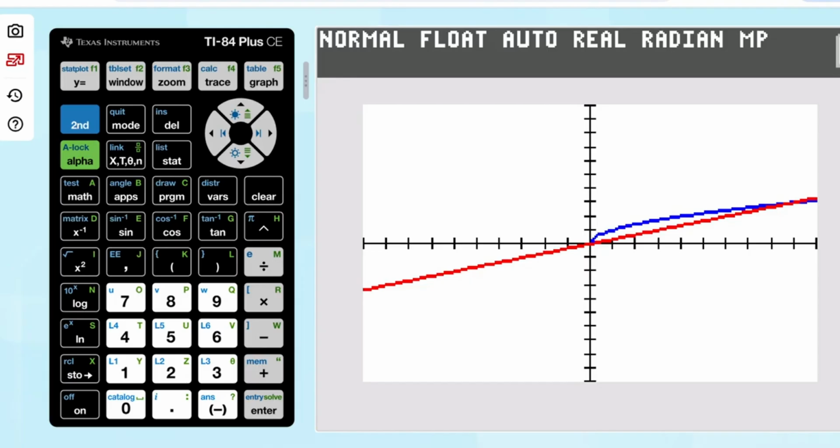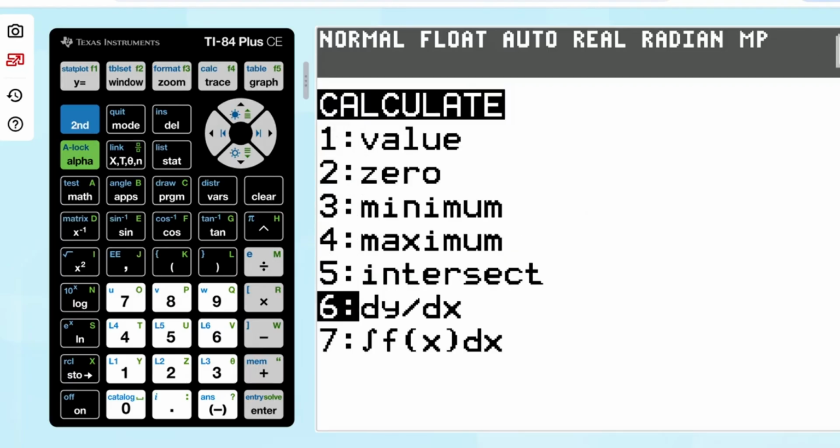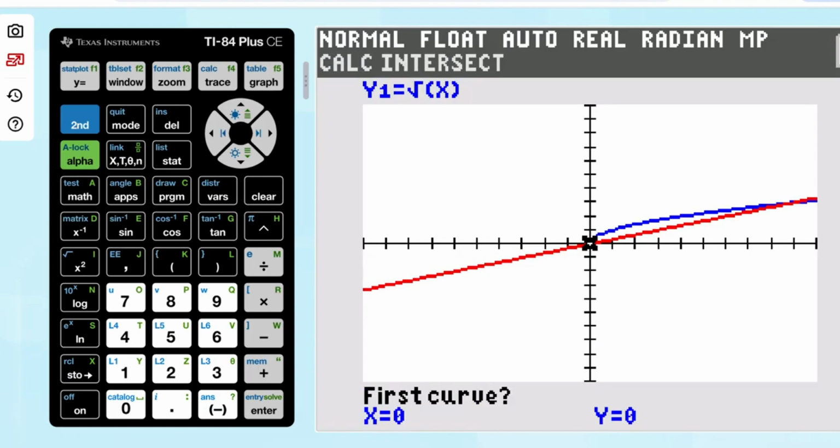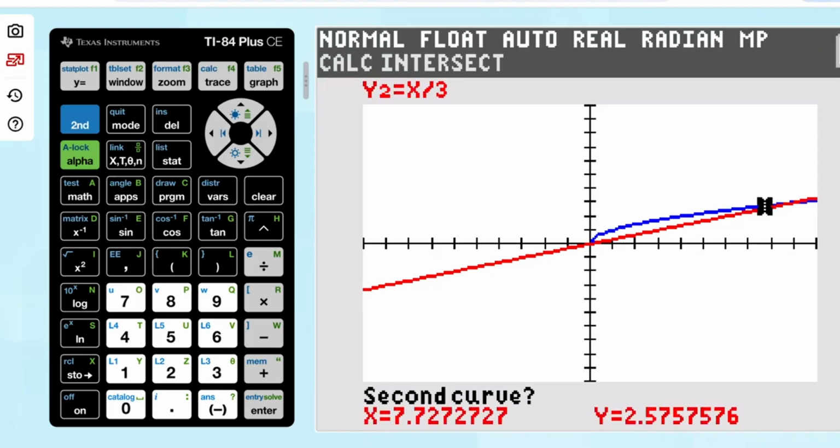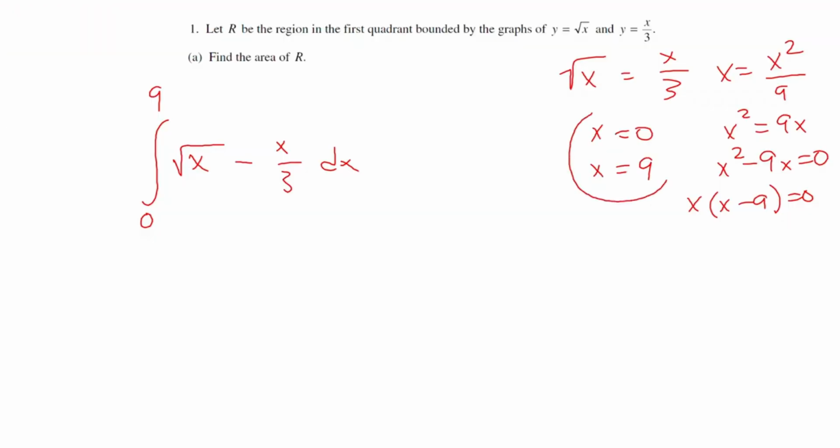And then if you wanted to, you'd hit second trace, intersect, and just scroll over a ways until we're fairly close to where they intersect, and hit enter. And then scroll over past where they intersect and hit enter. And then hit enter one more time. You can see they intersect at the point 9, 3. So we were right. x equals 0 and x equals 9. And for x equals 9, that's the point 9, 3.